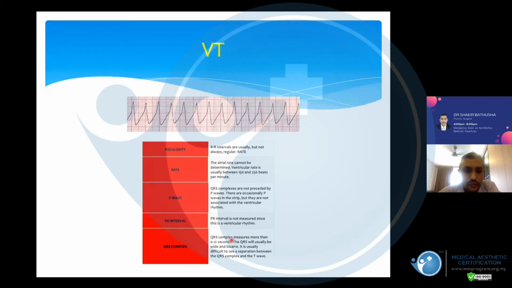Okay, just to show you all what a VT and a VF look like. This is the tracing of a VT, which shows a regular RR interval. Unfortunately, you are unable to ascertain the atrial rate because the ventricular rate usually is between about 150 to 200 beats per minute. So if you realize that there is no P wave preceding any QRS complexes over here, as they are associated only with the ventricular rhythm. The QRS complexes measure more than 0.12 seconds and usually will be wide and bizarre in appearance.